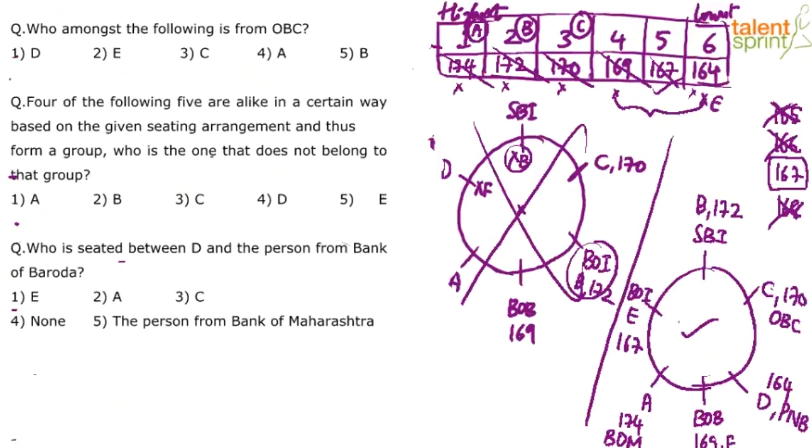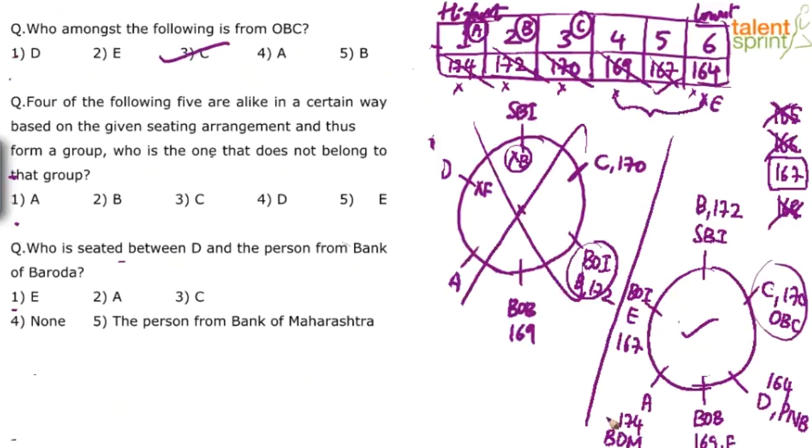Answer the question now. Who amongst the following is from OBC? C is from OBC. Four of the following five are alike in a certain way based on the given seating arrangement and thus form a group. Which is the one that does not belong to the group? So A, B, C, D, E. Out of these five, four are similar in a certain way.